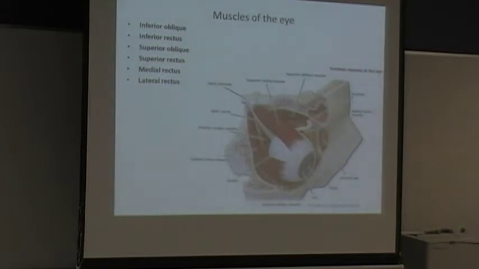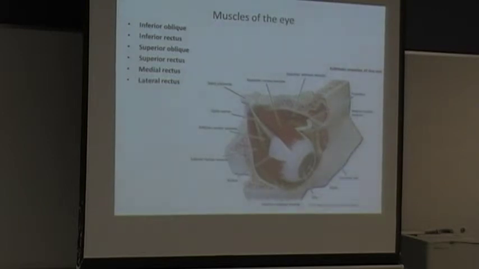So those are easy. The rectuses do what they're named for. The lateral rectus will take the eye out laterally, so there's no memorization. Medial rectus takes it medially. Superior rectus takes it up. Inferior rectus takes the eye down. The obliques are what get tricky.